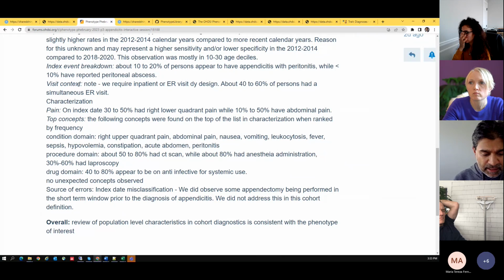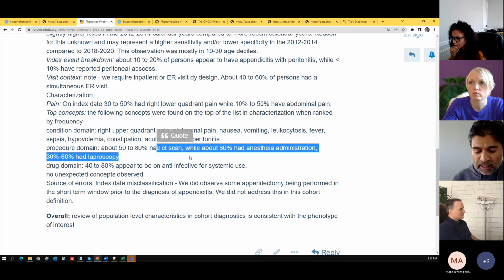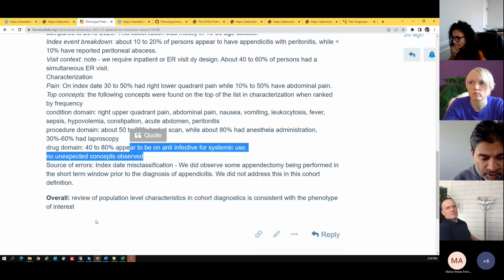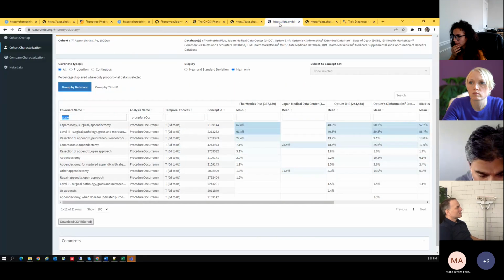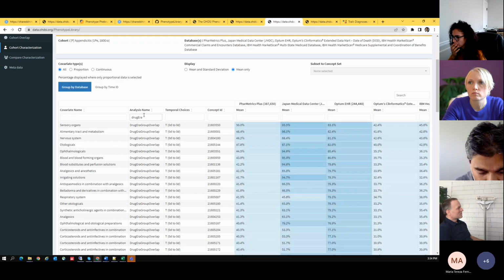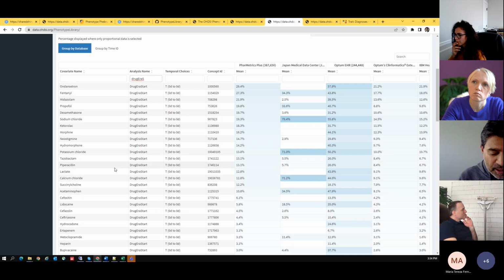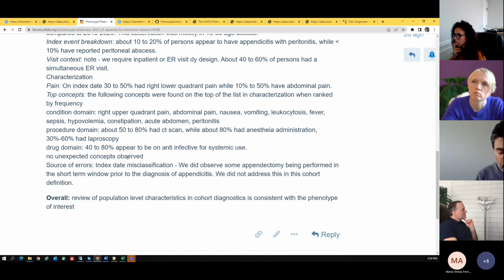So I posted these ideas here. These are the things that I've observed: hypovolemia, nausea, vomiting, leukocytosis, fever, sepsis, constipation, acute abdomen, peritonitis. The procedures did have CT scan, laparoscopy, anesthesia administration, and there was drug administration. I don't think I showed the drug administration, but I will show it to you quickly. If you look at the drug administration, there is anti-nausea medication, fentanyl, midazolam, fluids, pain medications, and antibiotics, again consistent with appendicitis. And those are the assertions that I made as part of my presentation.